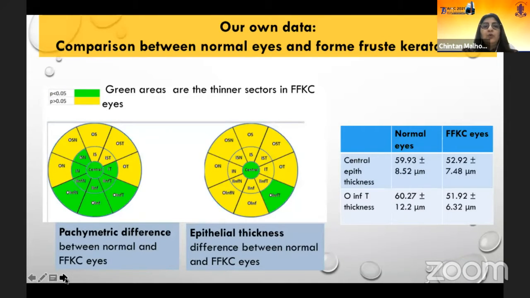And this is, again, our own data from eyes where we had normal eyes and form-fruste keratoconus. We've seen that the central epithelium in form-fruste eyes is approximately 8 to 9 micrometers thinner. And the only other quadrant where the epithelium was thinner was the outer inferotemporal quadrant, shown in green. Perhaps these are the areas one can look at if one is in a little bit of doubt. This data we've sent for publication, and it's under review.